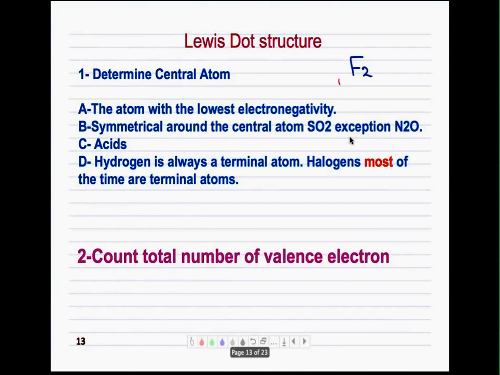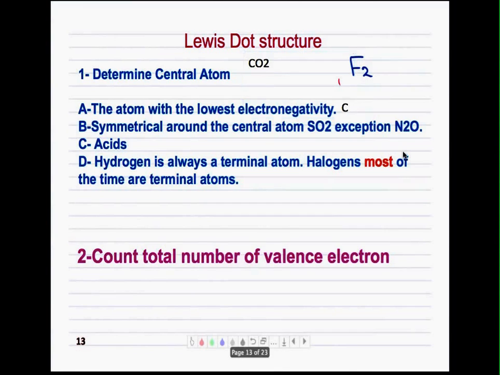So the first thing, let's say I give you, for example, CO2. F2 is not a good example. So CO2, the first thing that you have to think about is, what is the central atom? Is oxygen the central atom? Is carbon the central atom? So this is the first step, determine the central atom. The central atom is the atom with the lowest electronegativity. So we looked at the periodic table, we know the trends of electronegativity. It goes this way and this way. So carbon is less electronegative than oxygen. So I know for sure that carbon is the central atom and the two oxygens are going to be connected to the carbon.